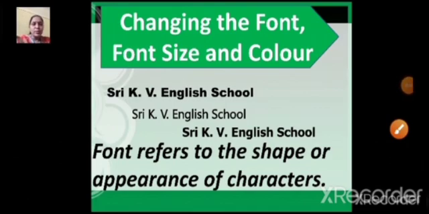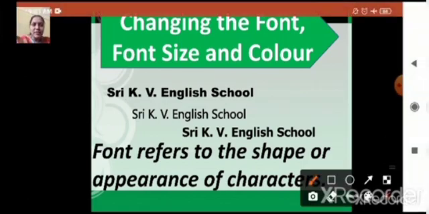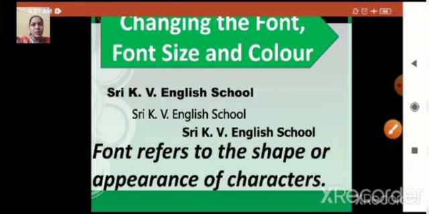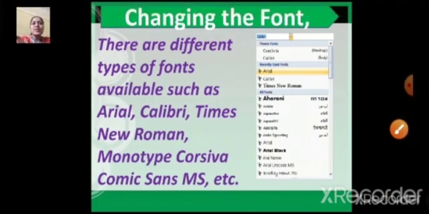Now let us know what is font. Font refers to the shape or appearance of characters. Here you can see Sri KV English School in three different fonts. Here you can observe the appearance or the look or the shape of the letters is different in all three. Like this we have many fonts which we can apply to the text in MS Word. There are different types of fonts available such as Arial, Calibri, Times New Roman, Monotype Corsiva, Comic Sans MS. Like this we have a big list in MS Word.